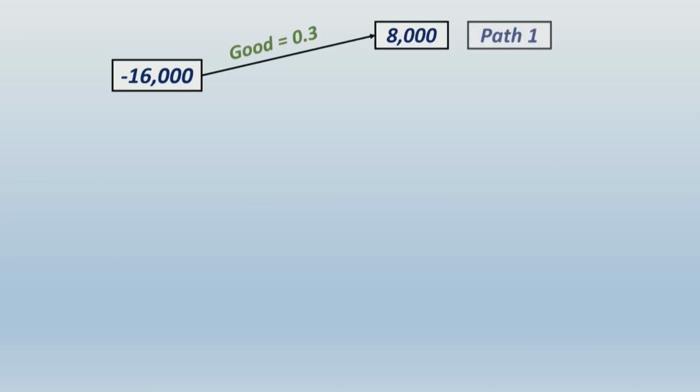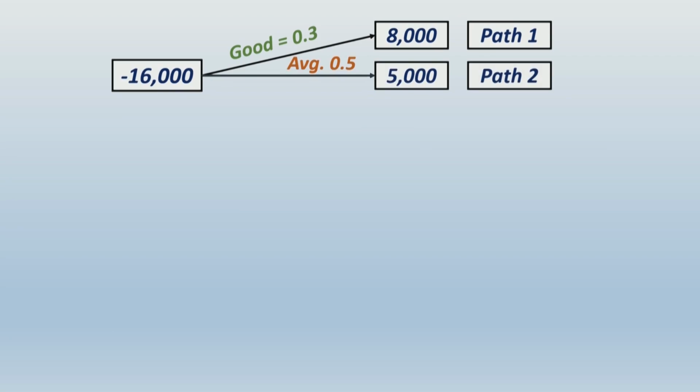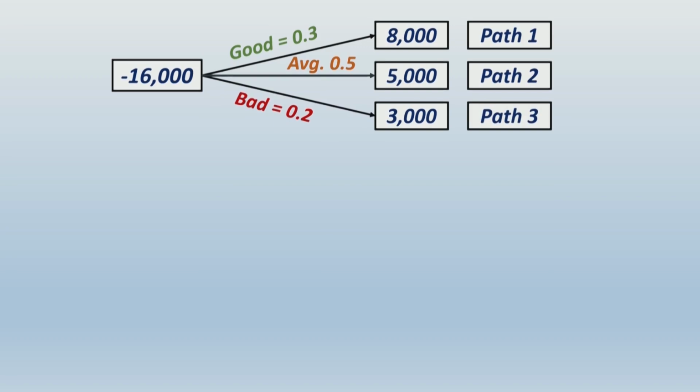You start with the initial investment of 16,000, which is indicated as a negative cash flow. If the economic condition turns good, the annual cash flow will be 8,000 for all the 5 years, 8,000 per annum. That is identified as path 1. If it is average economic condition, it will be 5,000 per annum cash inflow for each of the 5 years, identified as path 2. And if it turns bad, it will be 3,000 per annum for each of the 5 years, identified as path 3. Now we have 3 different paths with their respective probabilities and annual cash inflows.